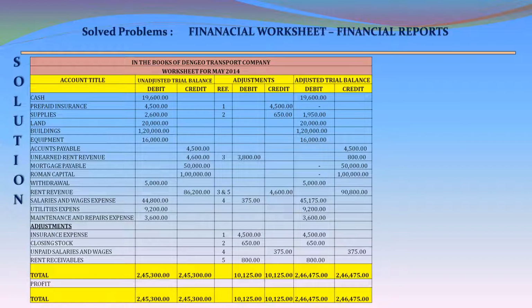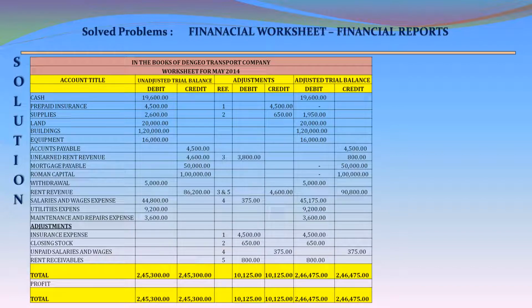The adjusted trial balance appears like this. Cash debit 19,600. Supplies debit 1,950. Land debit 20,000. Buildings debit 120,000. Equipment debit 16,000. Accounts payable credit 4,500. Unearned rent revenue 800. Mortgage payable 50,000. Roman capital 100,000. Withdrawal 5,000 debit. Rent revenue 90,800. Salaries and wages expense 45,175. Utilities expense 9,200. Maintenance and repair expense 3,600.